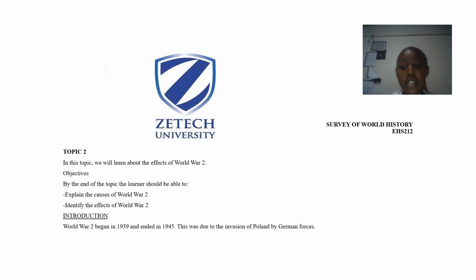We are going to learn the Survey of World History, EHS 212, Topic 2. It's on World War II. Then the objectives. By the end of the lesson, you should be able to explain the causes of World War II and identify the effects of World War II.